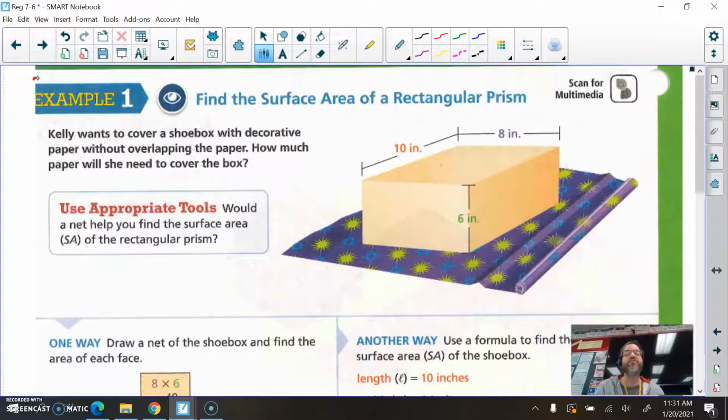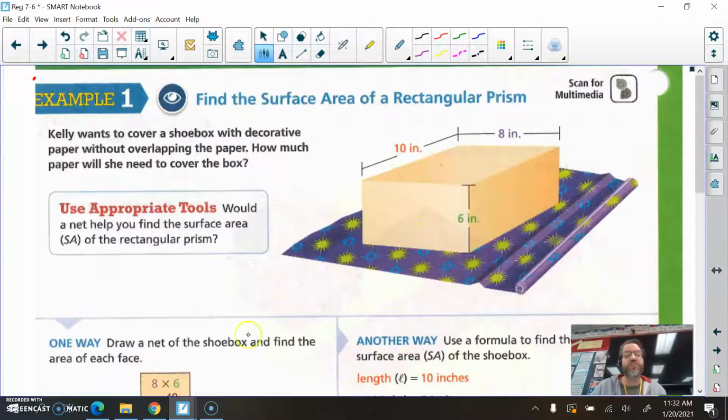Kelly wants to cover a shoebox with decorative paper without overlapping the paper. How much paper will she need to cover the box? And I have all of these 6 faces that are going to be covered with this gift wrap here. Now, normally when we're wrapping a box, we would overlap things a little bit, but she's going to do this so none of the paper overlaps. So it becomes a surface area question.